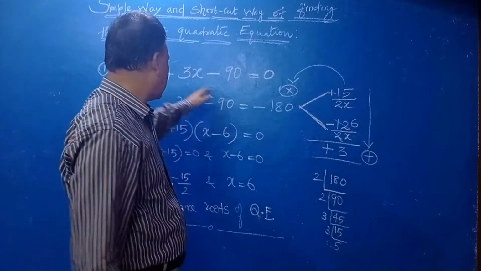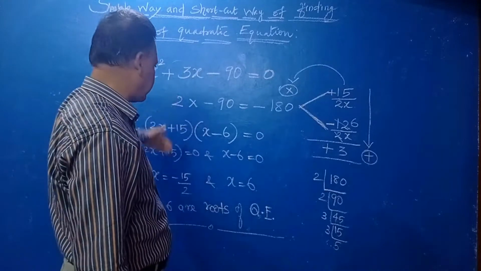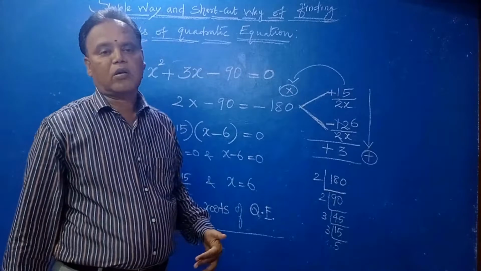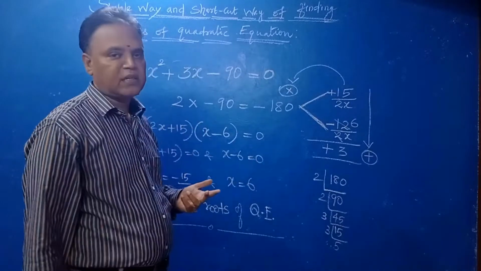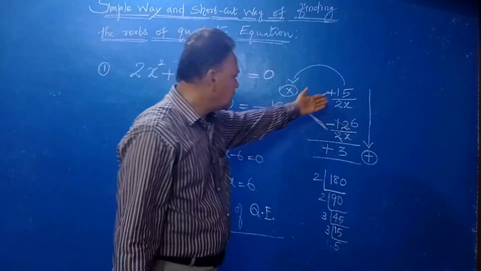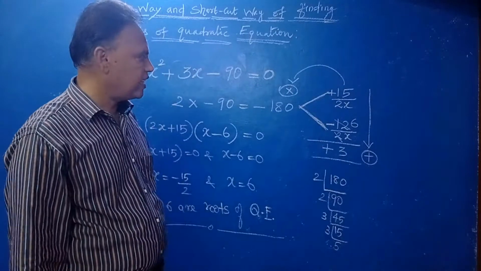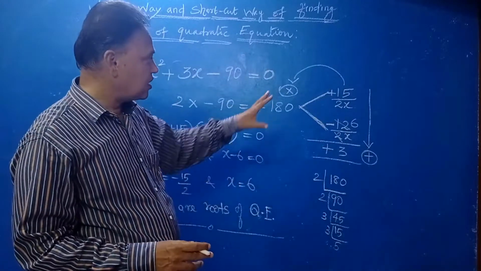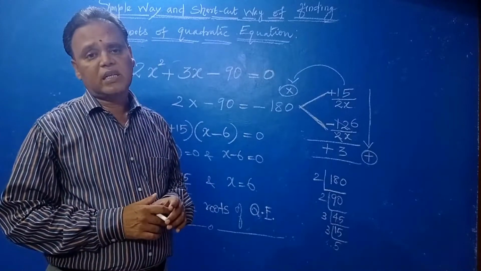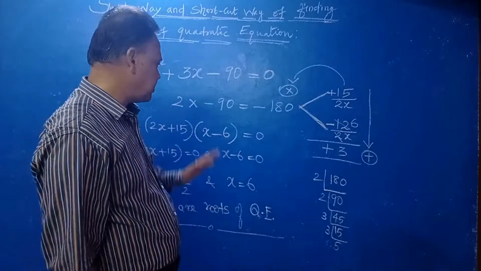Clear? Otherwise, you have to split the middle term and take common factors, and then find the factor. It will take time. So this is the easy, shortcut way. In 10th class you have to do very fast. That's why this method is very easy. You can adopt this method.